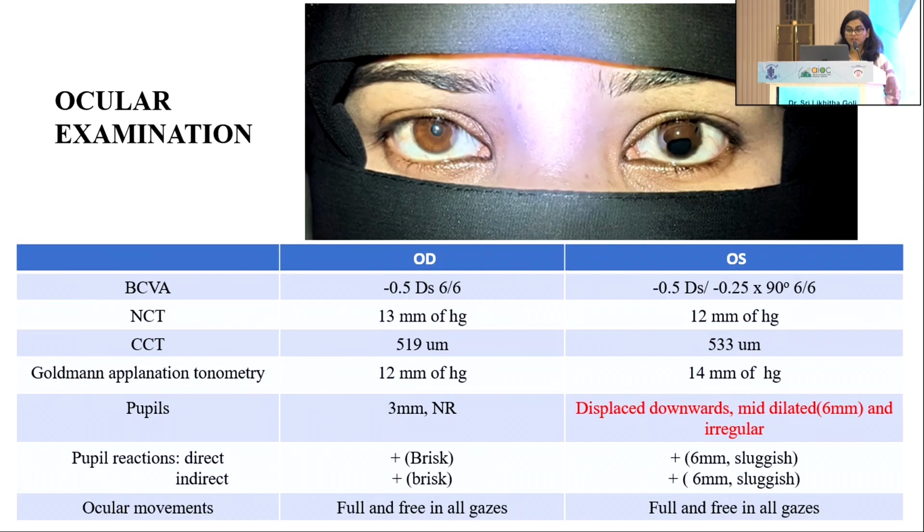Coming to the ocular examination, her vision was 6/6 in both eyes with a refraction of minus 0.5 diopter spherical in the right eye and minus 0.5 diopter spherical and minus 0.25 diopter cylindrical in the left eye. NCT is normal and CCT is somewhat towards the lower side. The left eye pupil is displaced downwards, mid-dilated and irregular, with sluggish pupillary reaction. Ocular movements are full and free in all gazes.